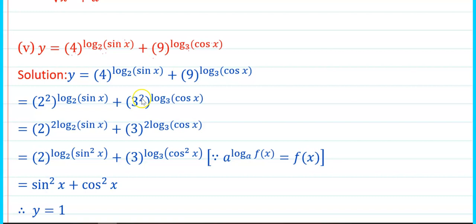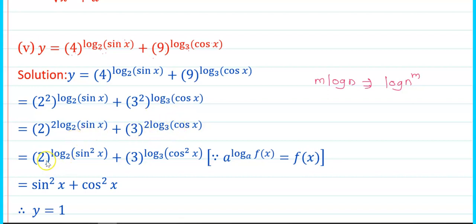9 means what? 3 raised to 2 log of cos x to the base 3. Again, there is a rule of logs: suppose that m times log of this is the log of n, it implies that log of n raised to m. Similarly here, 2 into log of sin x to the base 2, and 2 into log of cos x to the base 3.